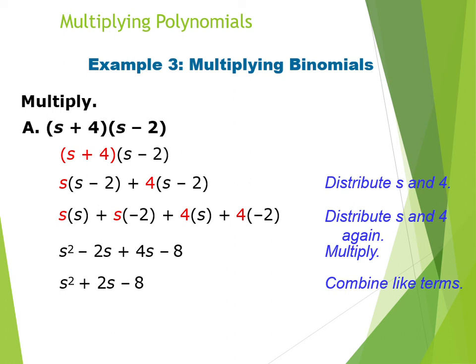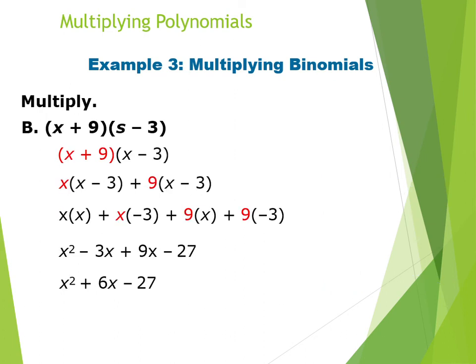And another example in multiplying binomials. Say for example, I have x plus 9 times x minus 3. So don't be confused on this, this is x. For the given, we have quantity x plus 9 times quantity x minus 3. So don't be confused, this is x for the meantime.